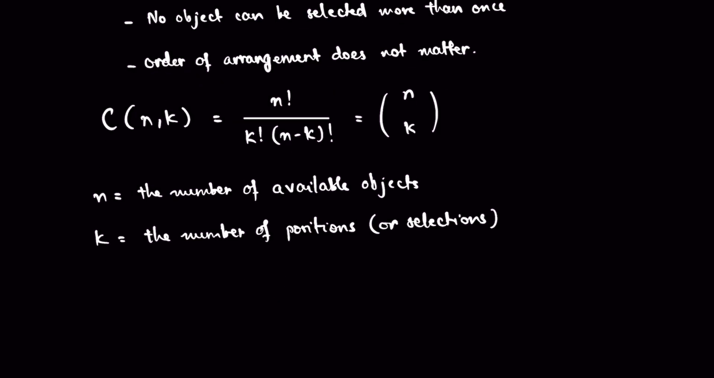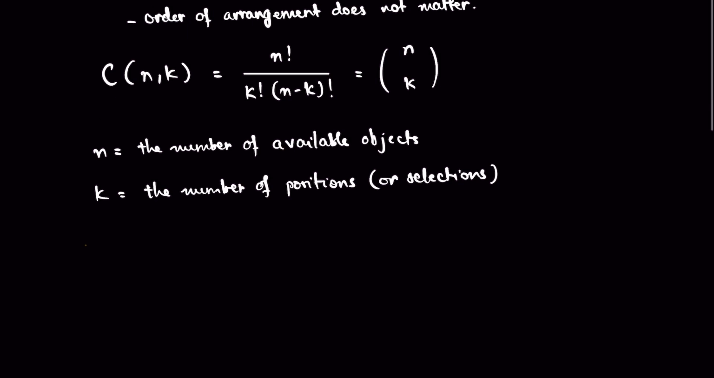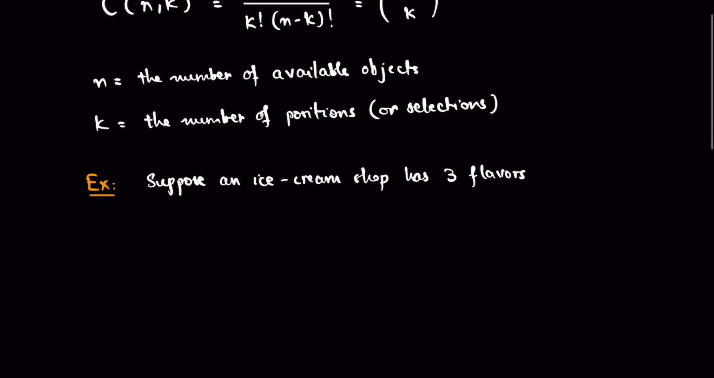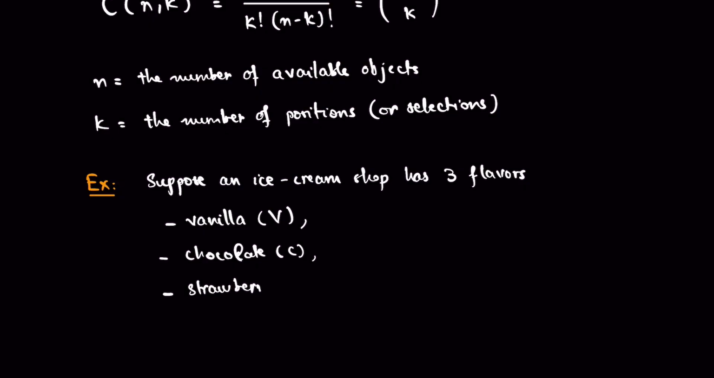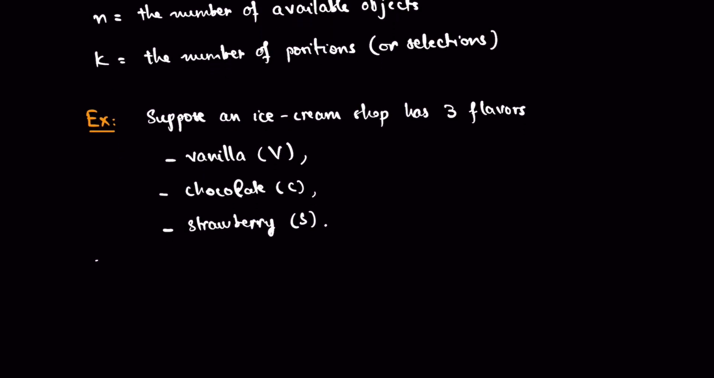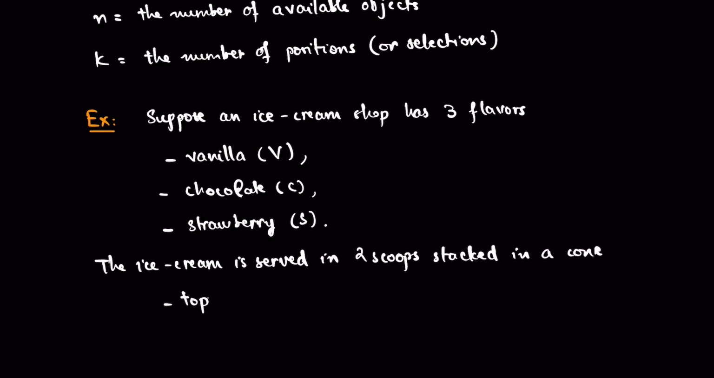So let's consider the following example. In this example, I want to talk about the difference between permutations and combinations. The setup is that suppose an ice cream shop has 3 flavors. The 3 flavors are going to be vanilla, V, chocolate, C, and strawberry, denoted as S. And the ice cream is served in 2 scoops, stacked in a cone. So you have the top scoop and the bottom scoop.